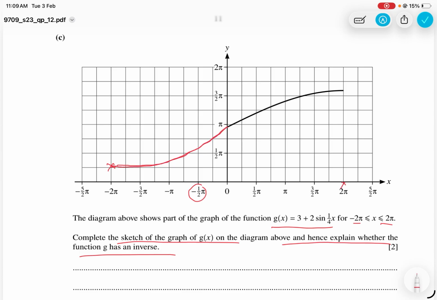Alright, this is your graph. You can put various inputs, negative pi, this, and then join the points. Okay, it is a sine graph, so it would be a curve-like structure. You can put various points and your graph would be like this.